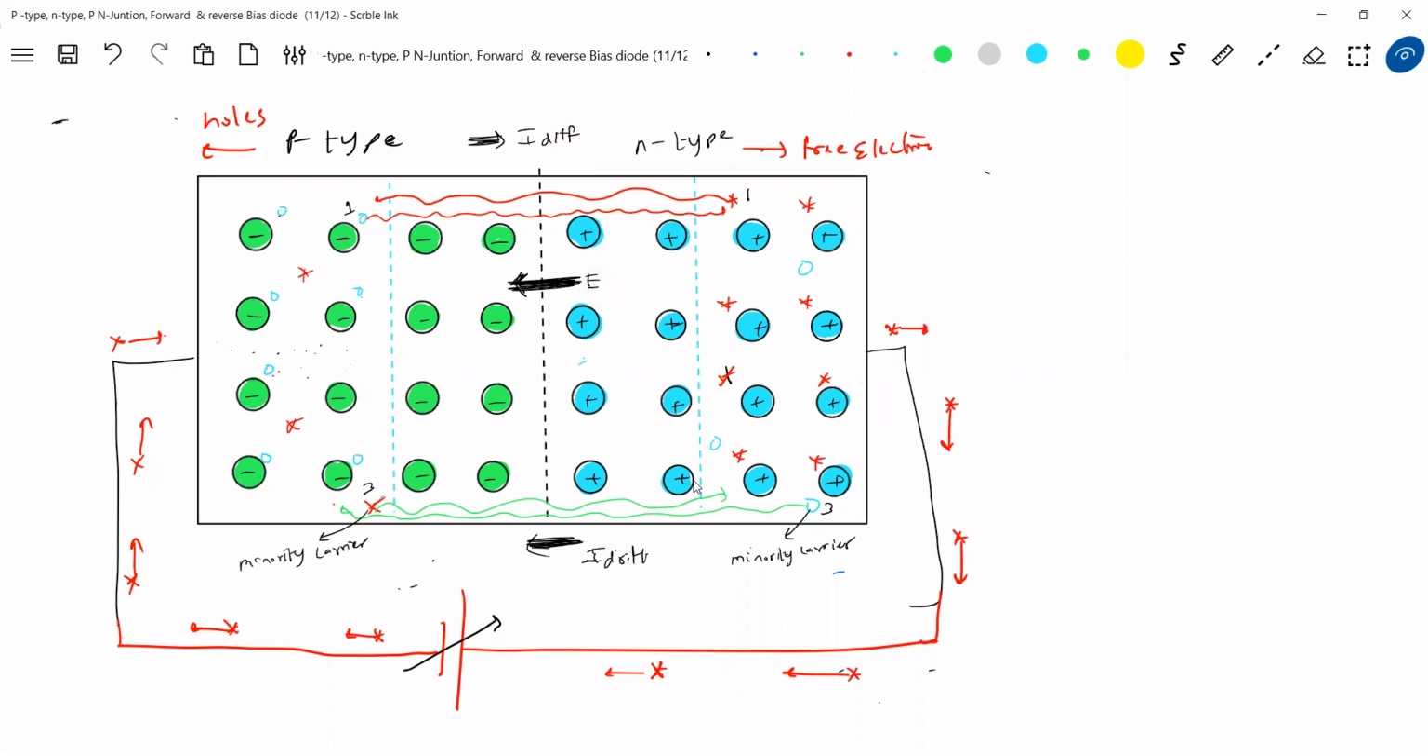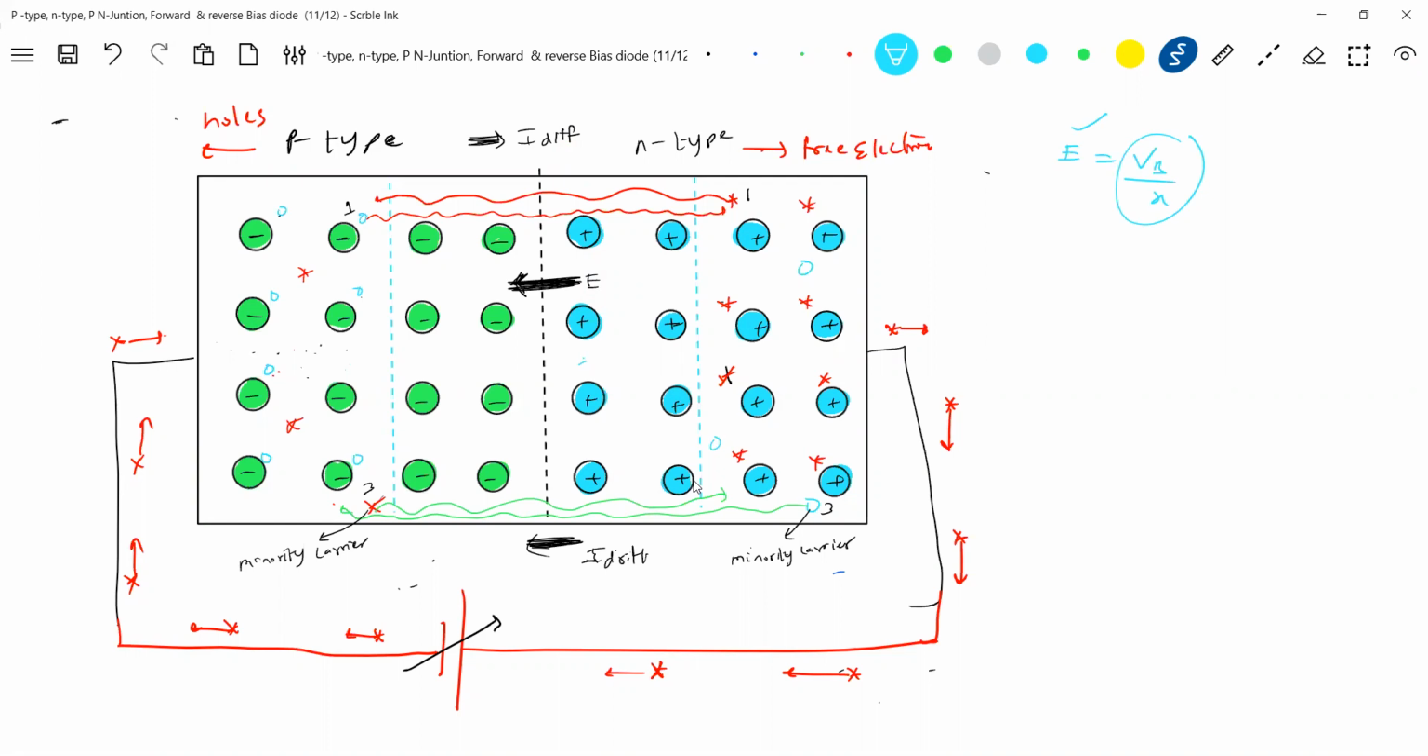If you look at the electric field, it should be like this, the equation. The E will increase. If E increases, there is more retarding force for the majority carriers. So the number of majority carriers crossing the junction keeps on decreasing here. Okay, able to get this?